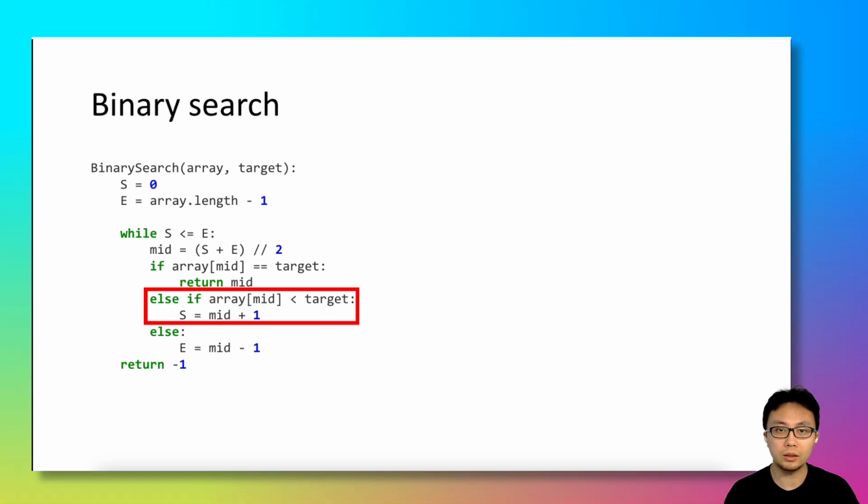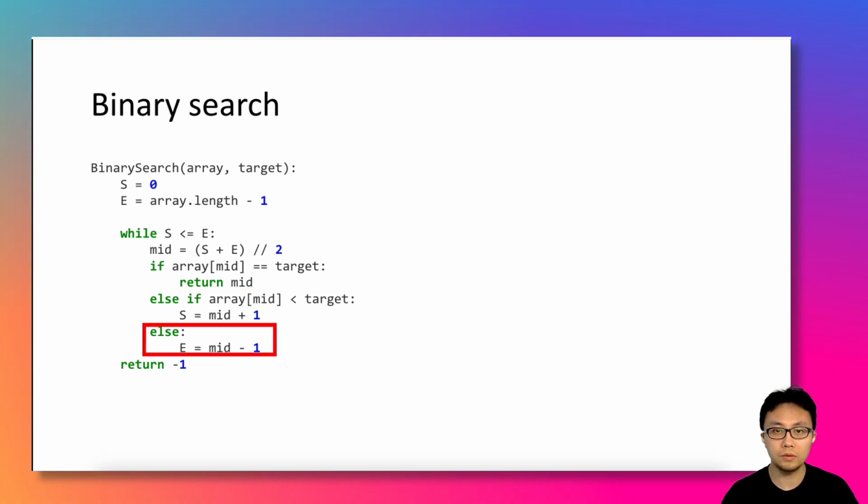By updating S to mid + 1, you will continue this while loop, but you won't look at the first half of the array anymore. On the other hand, if the element is bigger than the target, it would update the ending index E to the middle index minus 1. By doing that, you will eliminate the second half of the array, starting from the middle index to the original ending index, in the future iterations of the while loop. The rationale is similar. The array is sorted.